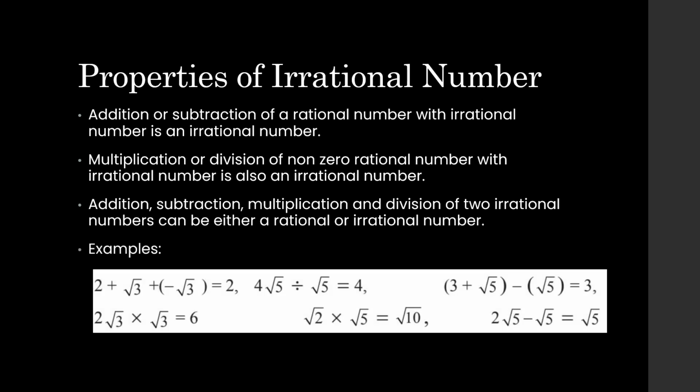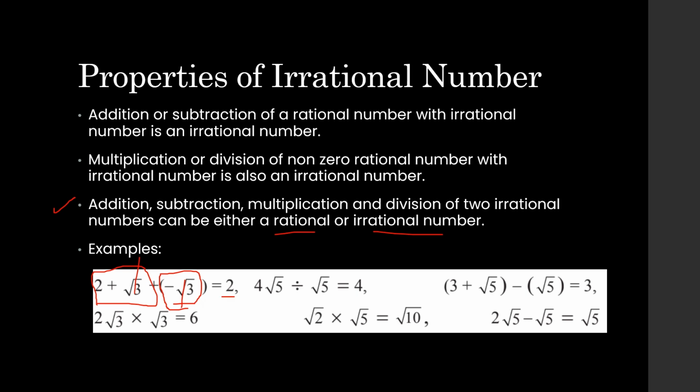The first example here is (2 plus root 3) plus (minus root 3). Now 2 plus root 3 is an irrational number. Minus root 3 is also an irrational number, and we are adding both the numbers. Here the third property will work. Addition of two irrational numbers can either be rational or irrational. So plus root 3 and minus root 3 will get cancelled, and our answer will be 2, which is a rational number.